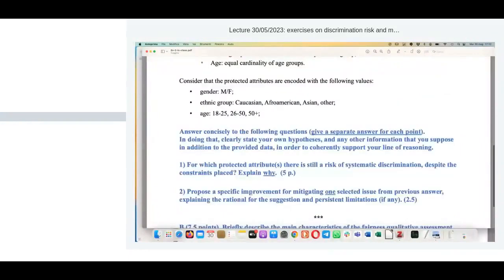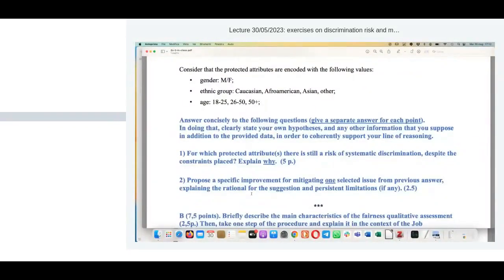as usual, I ask you to answer briefly and to give a separate answer for each point. This is important because every year I find a single answer where everything is mixed. And then it's up to me to decide what belongs to the answer to question 1 and what belongs to question 2. I don't accept complaints on that. So if you want to be sure to be evaluated correctly, separate your answers. This is important.